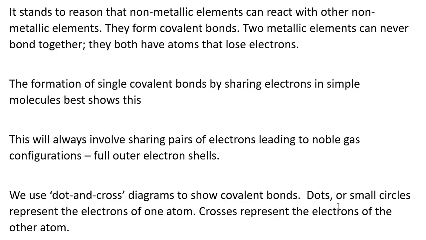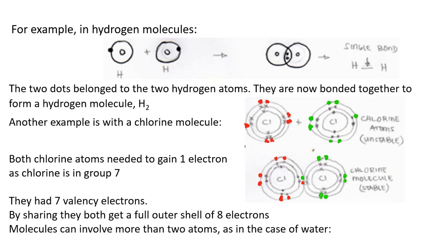Now, we call these diagrams dot and cross diagrams to show covalent bonds. Dots or small circles represent the electrons of one atom. I don't always use dots. Crosses represent the electrons of the other atom. Simplest example: two hydrogen atoms. I didn't even bother to draw the electrons differently. Hydrogen, atomic number 1. 1 proton, 1 electron.